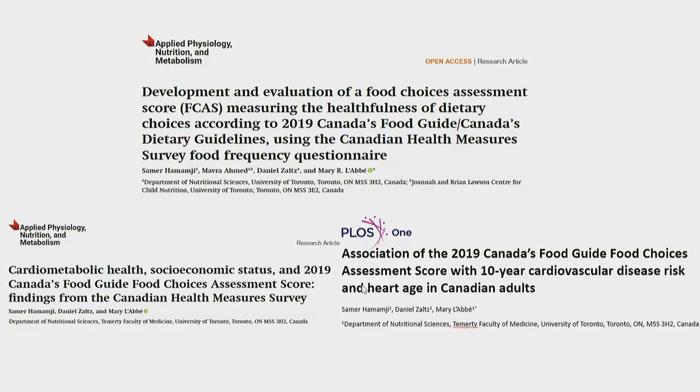We developed the Food Choices Assessment Score, or FCAS, and studied its relationship, in the national survey of people in Canada and what they eat, with different cardiometabolic risk factors. Cardiometabolic risk factors means blood glucose, blood cholesterol, etc. Those are the biomarkers in the blood. And in the third study, we saw the association with 10-year risk of cardiovascular disease.